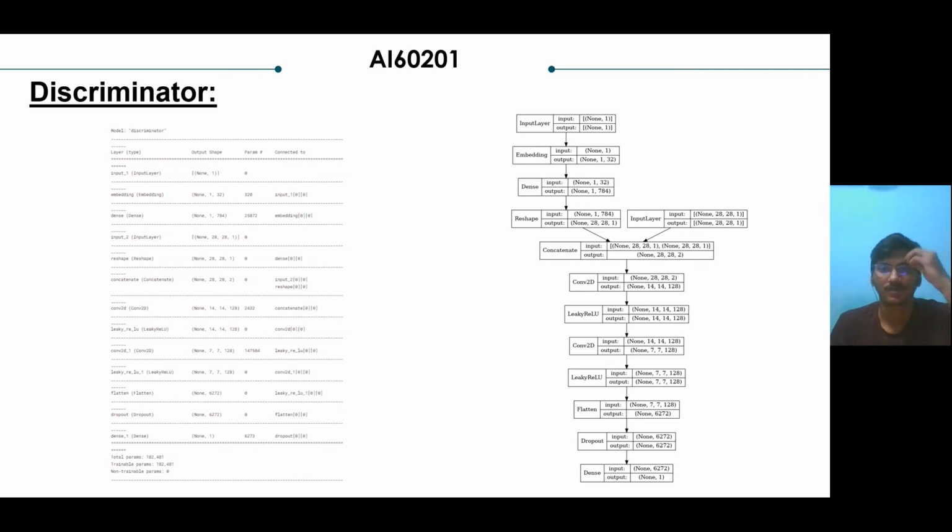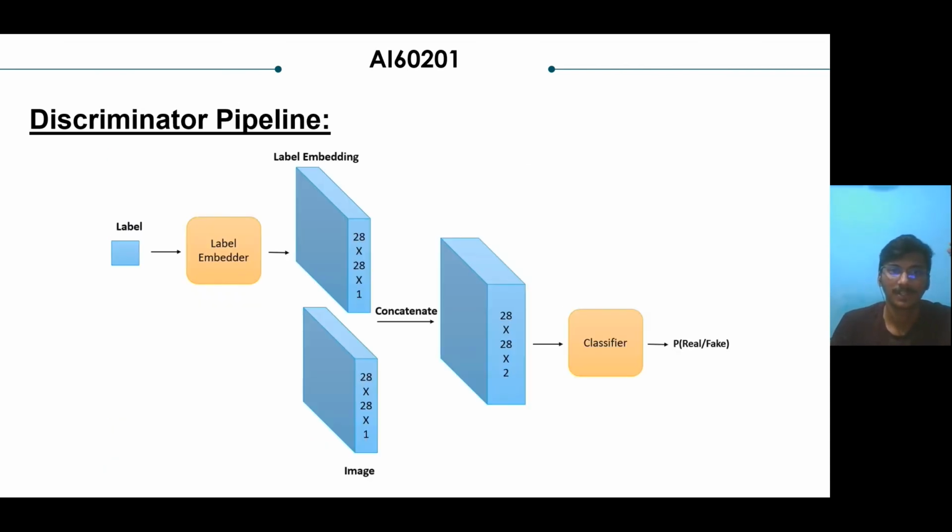The first one is the label, which is passed through label embedding, and we will convert the label embedding to the same dimension as that of the image. The second is an image which is either real or fake. We'll concatenate both the label embedding and image and pass them through a Conv2D network. Here also we are using leaky ReLU. And finally, we'll get an output saying whether a given image belongs to the real space or the original data space.